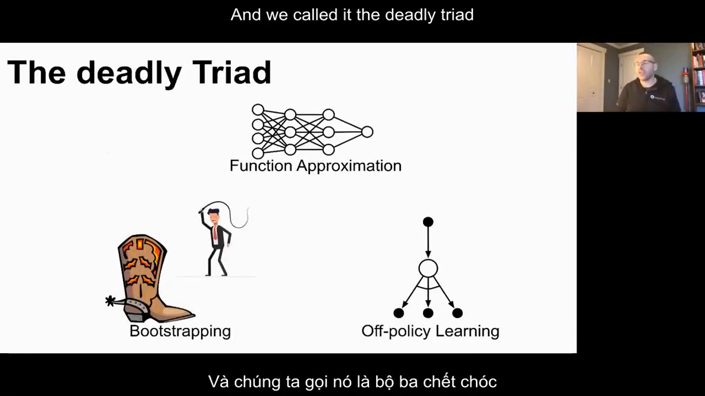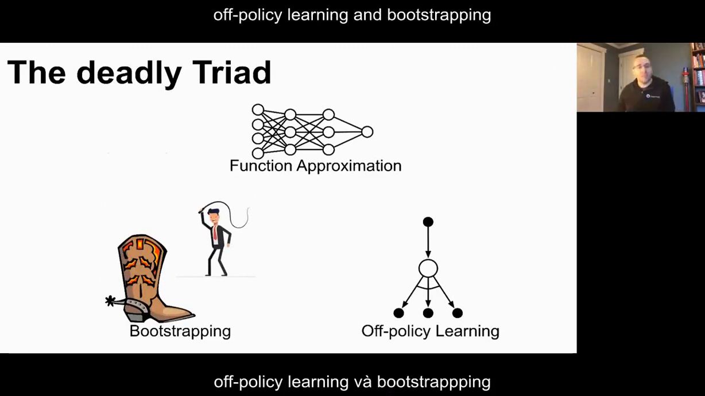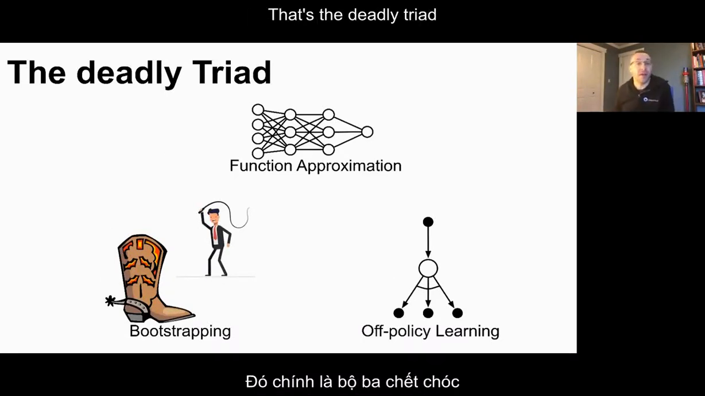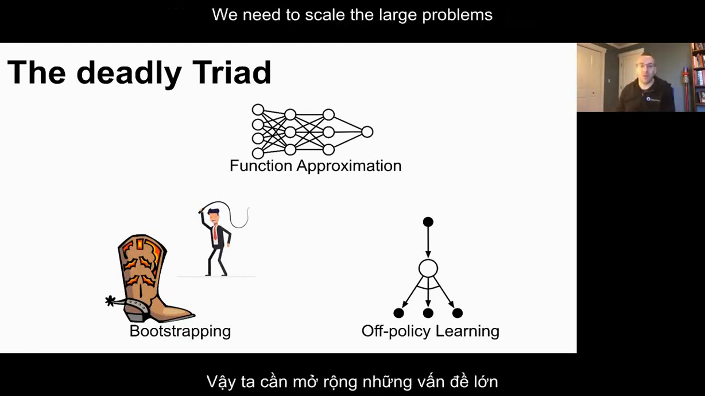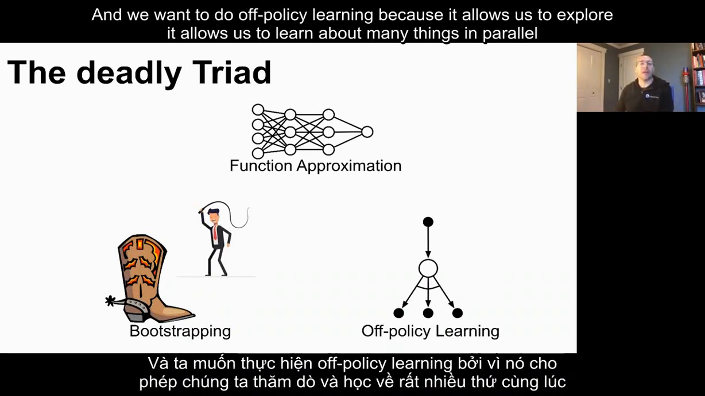And we call it the deadly triad. Basically, it's if you're doing function approximation, off-policy learning, and bootstrapping. This is a guy whipping a boot, so I call that bootstrapping. That's the deadly triad. If you have all those things together, you can get divergence. We can't get rid of function approximation, right? We need to scale to large problems. We need to use networks to represent our value functions. And we want to do off-policy learning because it allows us to explore. It allows us to learn about many things in parallel.